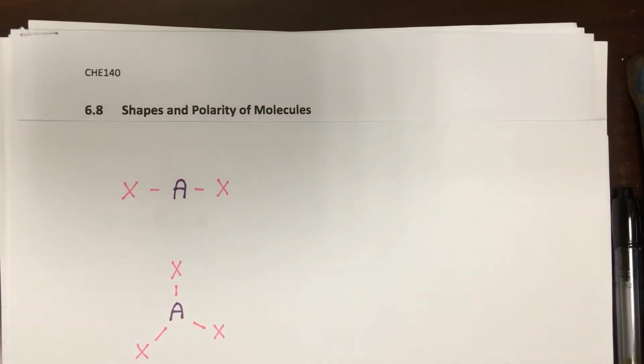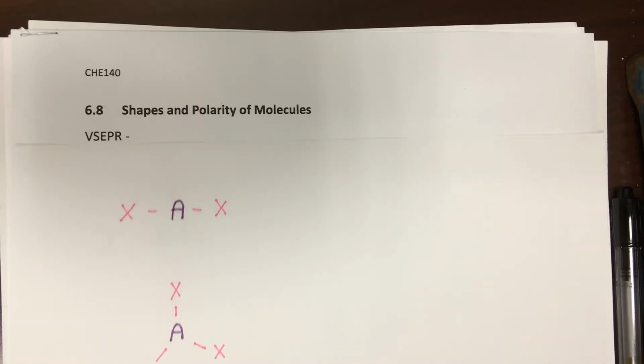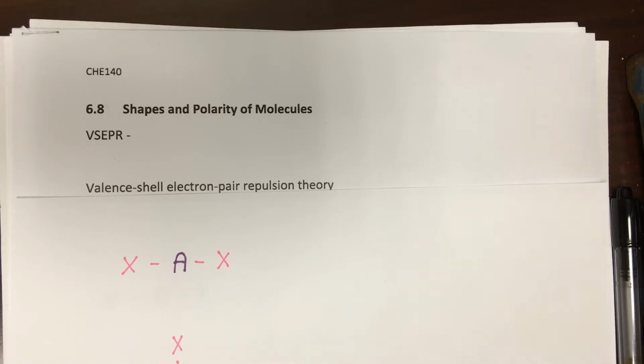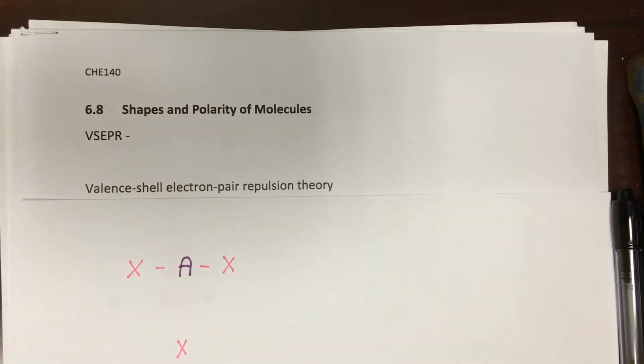So when we talk about molecules and draw them, we tend to draw them flat on flat pieces of paper. But in reality, molecules are three-dimensional. And there's a theory, the VSEPR theory, which is the valence shell electron pair repulsion theory, that explains the three-dimensional shape of molecules. This all begins with a Lewis structure.